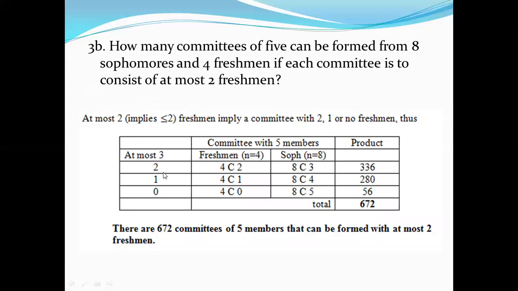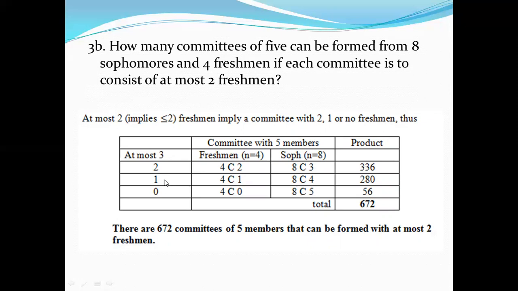Okay? So let's start with 2. Oh, sorry. This is supposed to be at most 2. Hindi ko napalitan. So let's start with 2. So pag sinabi natin at most 2, pipili tayo ng dalawang freshmen. So since we're forming a committee of 5 members, yung tatlo will be sophomore. So manggagaling yung tatlo sa 8 sophomores. So multiplying this, 4 combination 2 times 8 combination 3, you have 336.